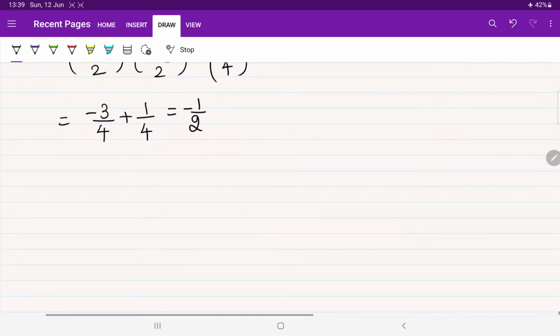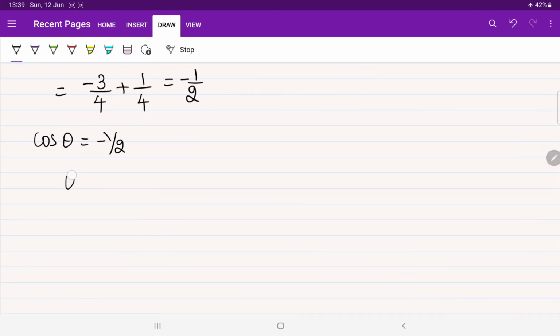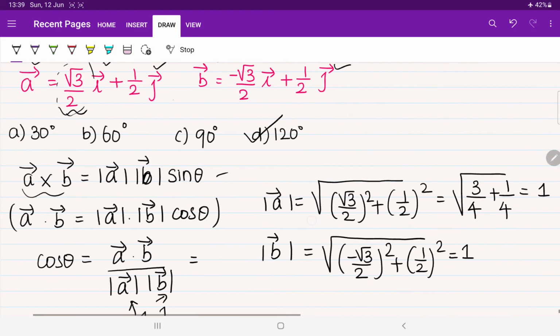Now tell me, what is the value? From here we got the value of cos theta equal to minus 1 by 2. From here I can say the value of theta will become 120 degrees. Cos inverse of minus 1 by 2 is how much? This value will be equal to 120 degrees. That's all. So come back to the options and select the correct answer. The correct answer is option D.